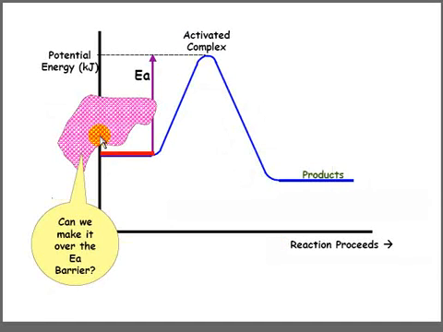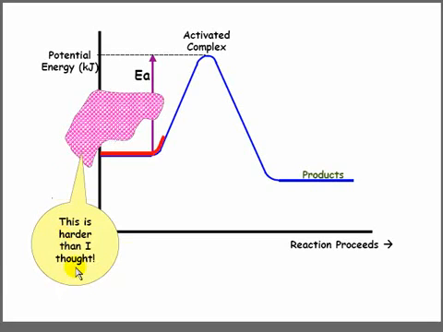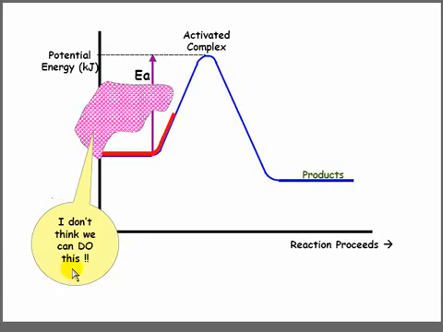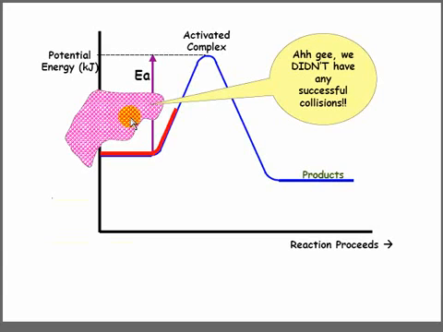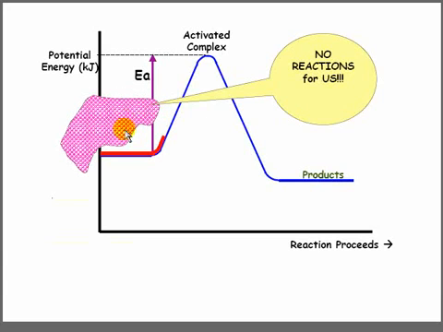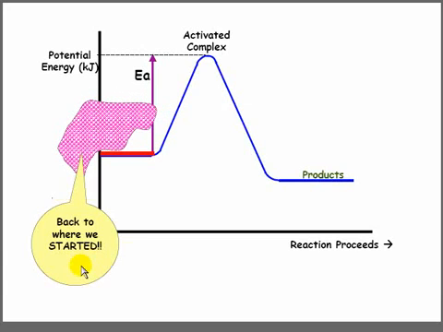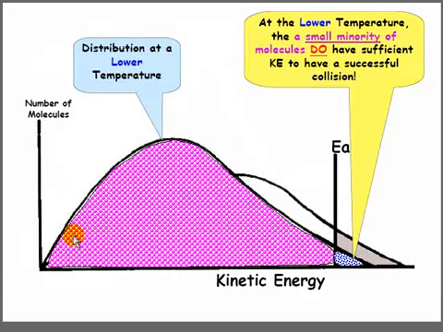Let's look at these on a potential energy diagram. Let's listen to what they say as they collide with each other. Can we make it over the EA barrier? Let's go. This is harder than I thought. I don't think we can do this. We just don't have the energy to make it any higher. Aw gee, we didn't have a successful collision. No reaction for us. Back to where we started.